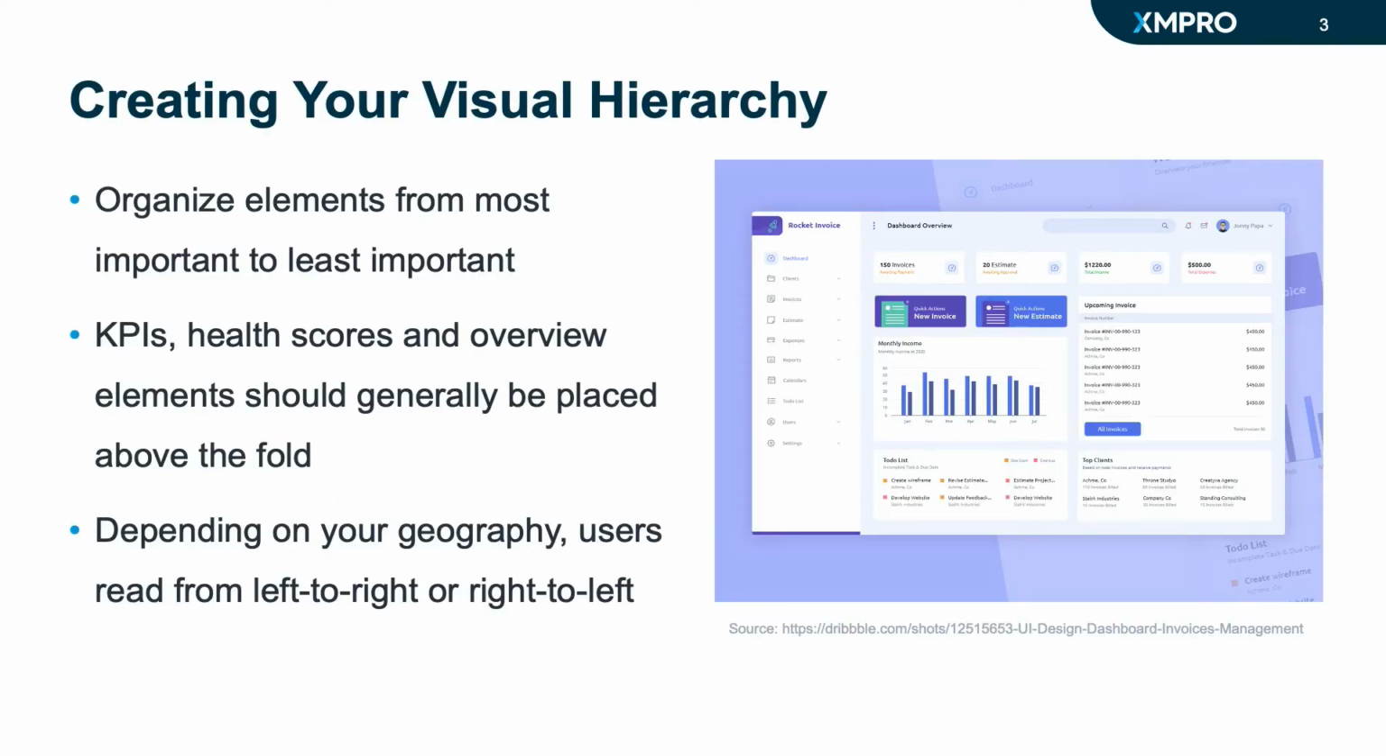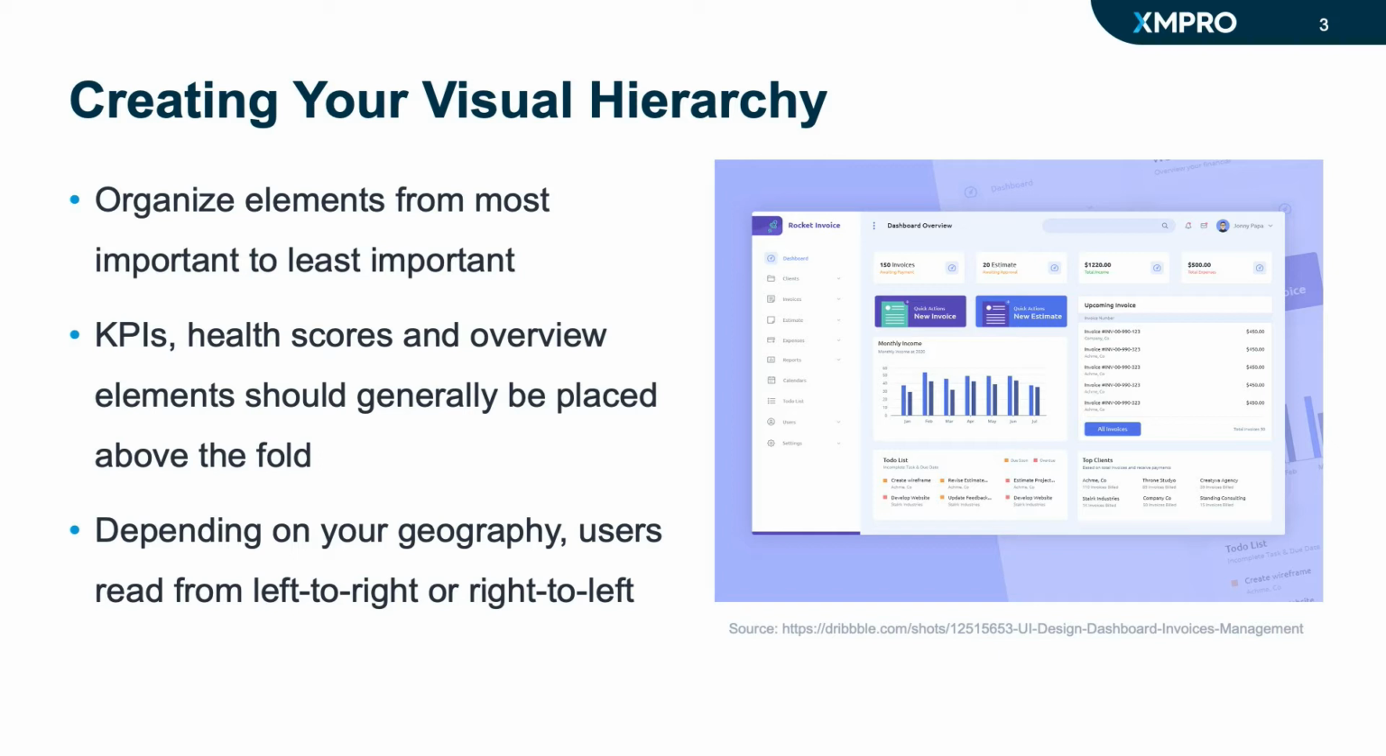Let's take a look at this design on the right for Rocket invoicing. You'll see that they have cards with key metrics at the top of the screen. It's important to organize elements from most important to least important when you're designing an interface. Overview elements like health scores and KPIs should generally be placed above the fold.